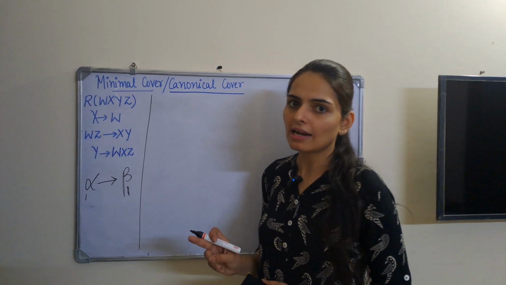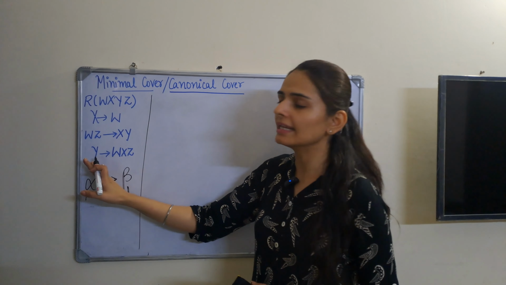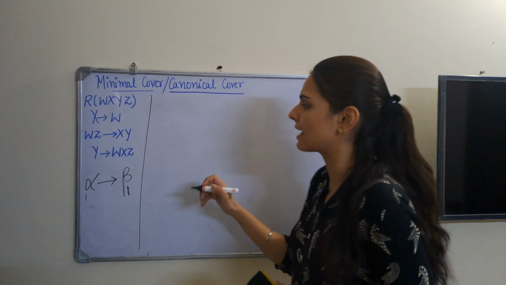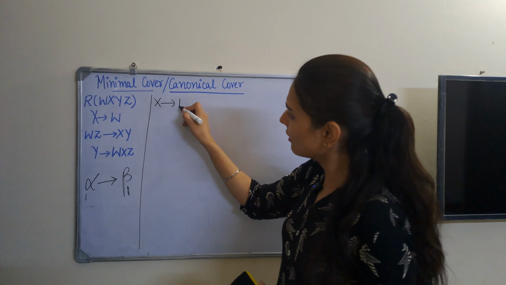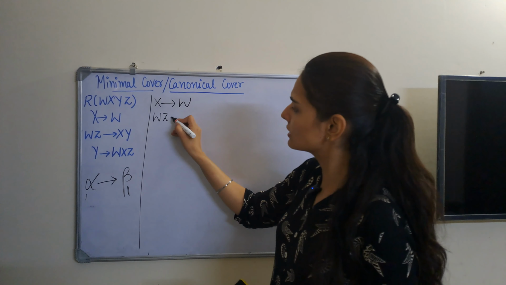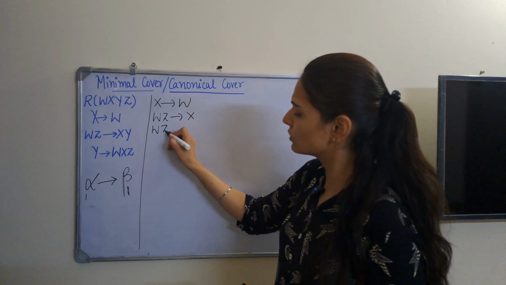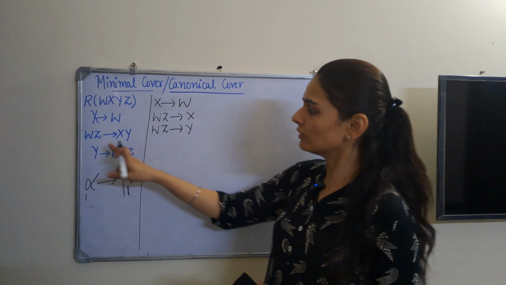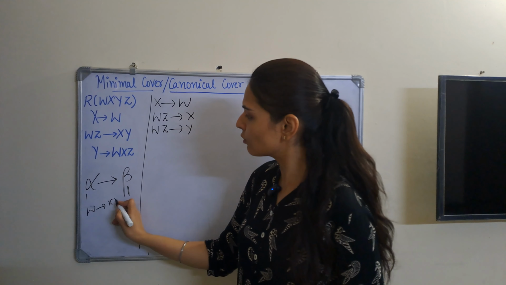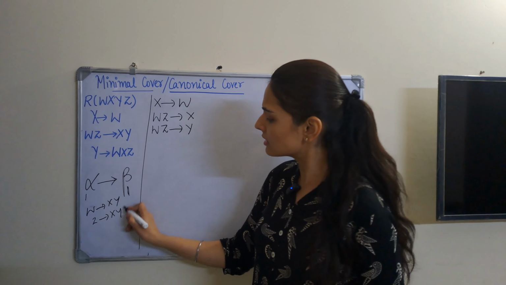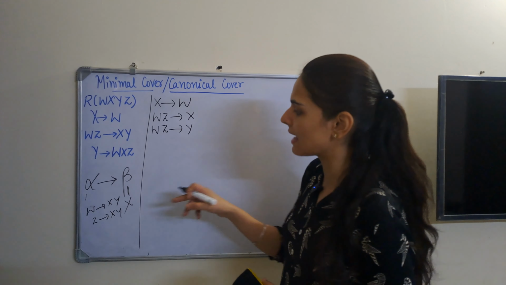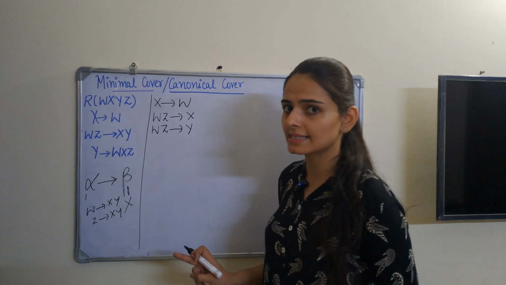The first task is to apply the decomposition rule, which we studied in Armstrong axioms, over these functional dependencies. The first one is X to W. Then we apply decomposition here, giving WZ to X and WZ to Y. We already know that we apply decomposition only on the right hand side. We cannot write W to XY or Z to XY. This is not possible at all. We have already discussed this in detail while discussing the Armstrong axioms. This and this are not the same thing.